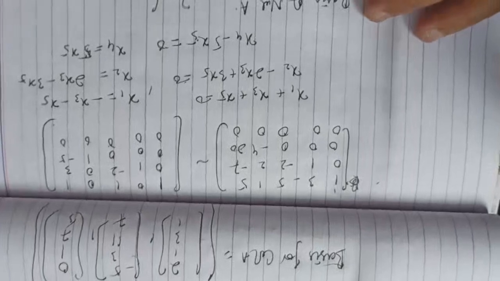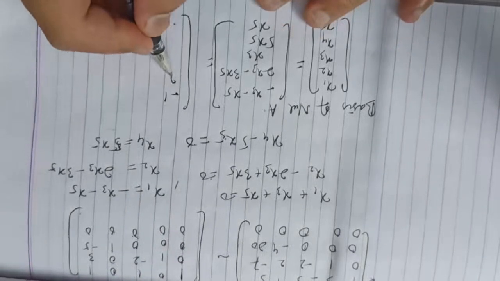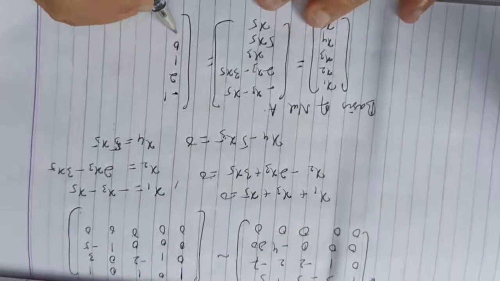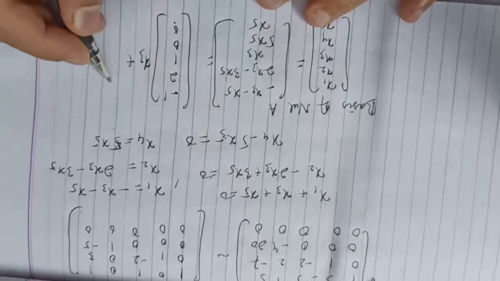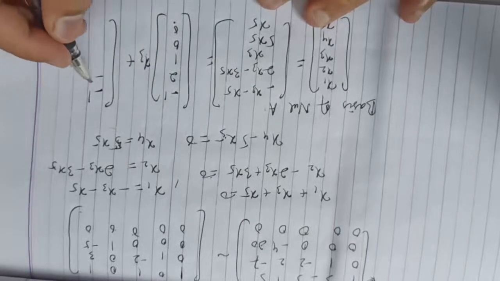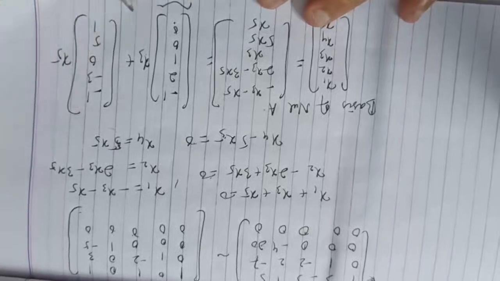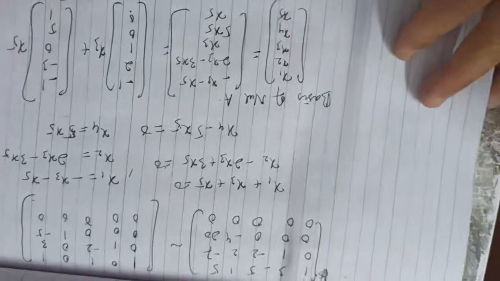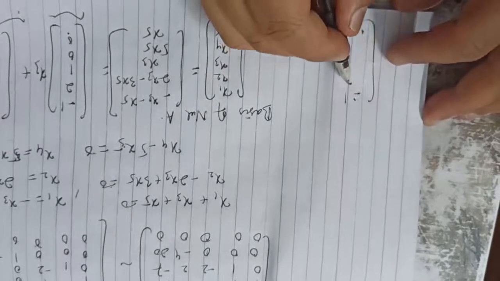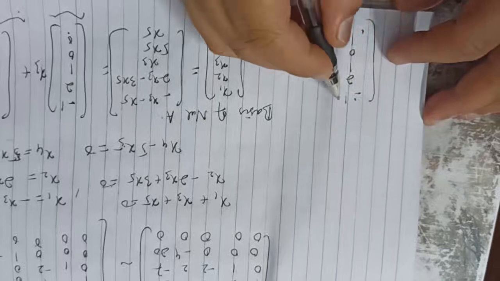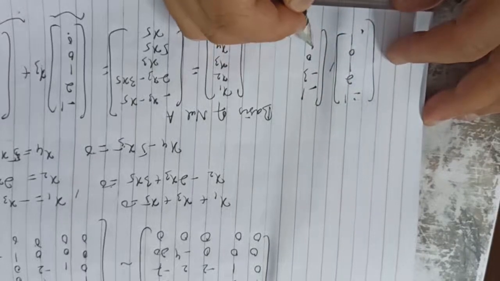So this comes out to be again (-1, 2, 1, 0, 0), which is x3, plus (-1, -3, 0, 5, 1), which is x5. So these vectors are the basis of the null space of A, which are given by the following: (-1, 2, 1, 0, 1) and (-1, -3, 0, 5, 1).